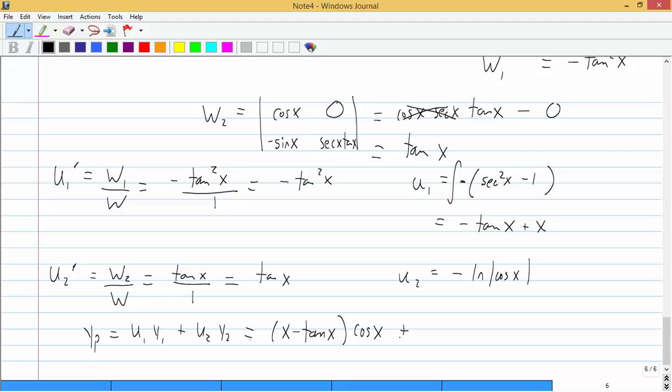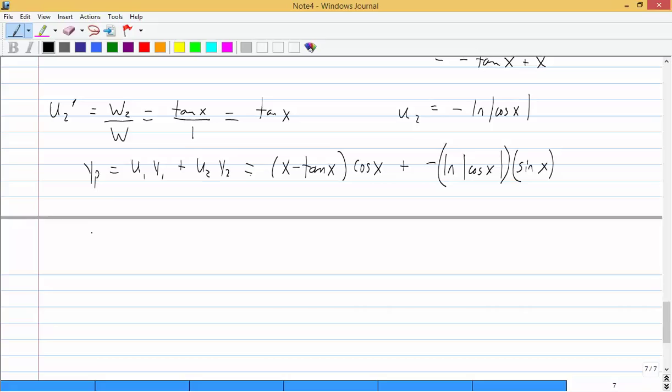Plus u sub 2, that's negative natural log absolute value cosine x, times y sub 2. Our y sub 2 was sine of x. And so it is this term times this whole term, so don't get that mixed up. You can't multiply the cosine and sine together. This is natural log cosine of x. So our particular solution is equal to, we can distribute this, and we want to distribute the cosine because that actually simplifies one of the terms. We have x cosine of x minus, what is cosine of x times tangent of x? Remember, tangent is sine over cosine. So if you multiply that times cosine, that just leaves you with sine.